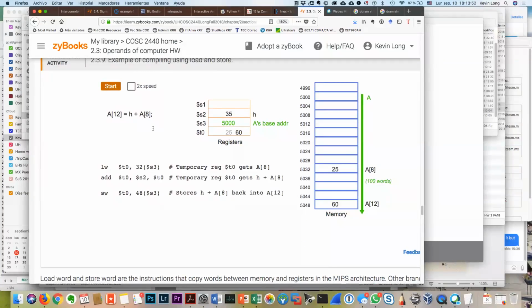This time if I want 8, it's correctly represented as 32. That's accurate. So who decided 32? Who wrote that line of code? Did you write that line of code? Who took your A12 equals H plus A8 and turned it into load word with a 32 here, and 12 should be what, 48? And sure enough, here it is right here, 48. Who did that?